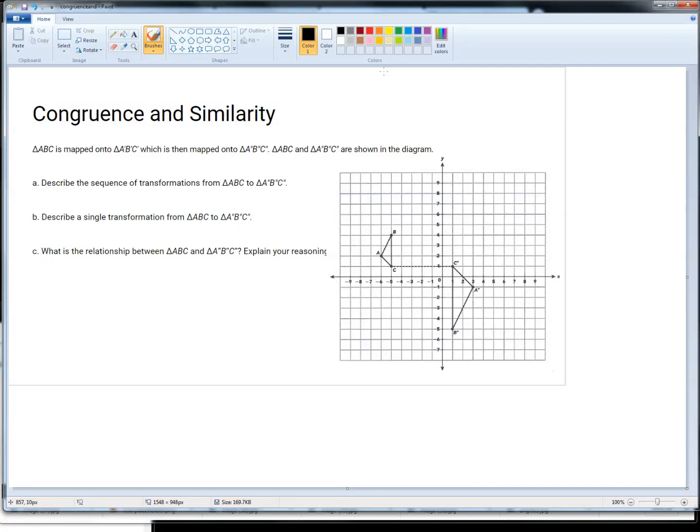Hey there. Today we're going to talk about the congruence and similarity assignment here. First, we read the directions.